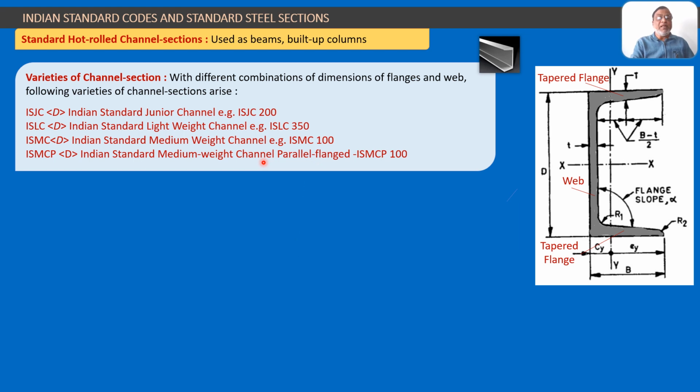Similar to the standard I sections, the channel sections also have four varieties. The first variety is ISJC, Indian Standard Junior Channel.